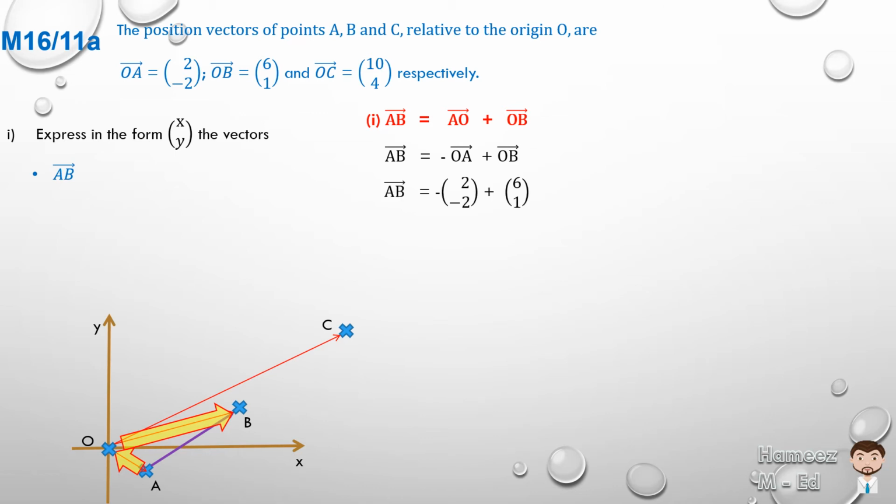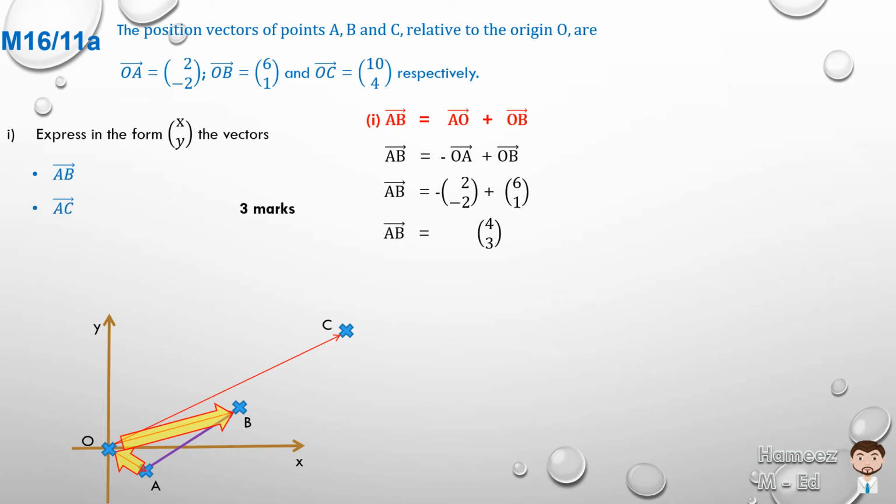Let's work out the x values. Minus 2 plus 6 will give us 4. And 2 plus 1 is 3. So AB is (4, 3). Meaning if we start from A and want to go to B, we need to move 4 units to the right and 3 units up. So it's sloping upwards to the right, and it follows our sketch.